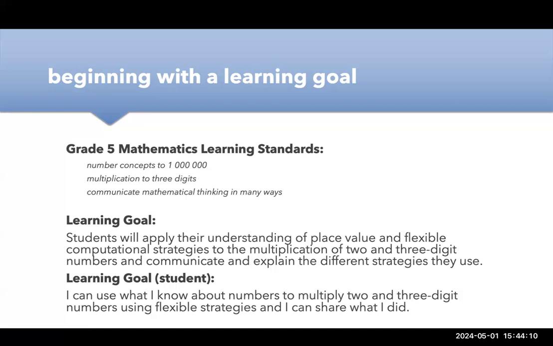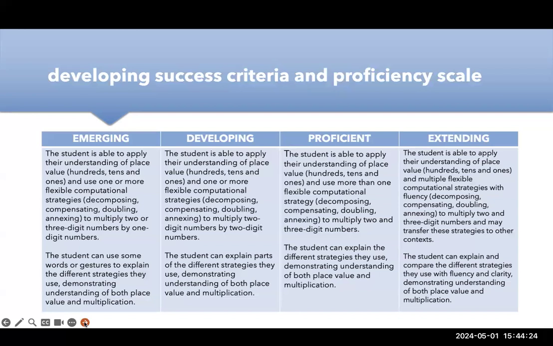So: I can use what I know about numbers to multiply 2 and 3-digit numbers using flexible strategies, and I can share what I did. Again, students can reflect and self-assess on where they are in their learning in relation to that learning goal. And then from that learning goal, that describes what proficient is, and then I would describe what extending, developing, and emerging is based on some of that language from the ministry scale.